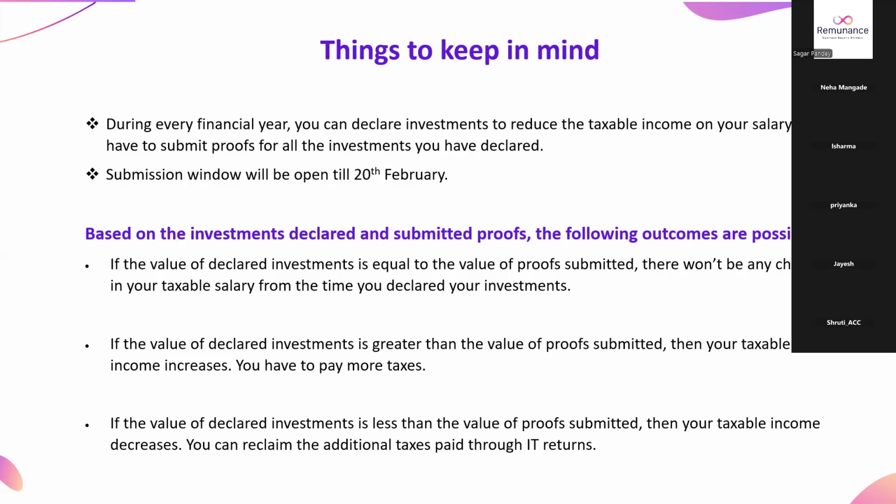In the third case, if the value of declared investment is less than the value of proof submitted, then your taxable income will decrease. It means you have declared a very small amount of investment and you have submitted all investment proofs in total, so your taxable income will decrease. In this case, your tax will be less as compared to your earlier months. This is how you can check your taxable salary. You can compare your taxable salary and your tax deduction based on investment declared and actual proofs submitted.